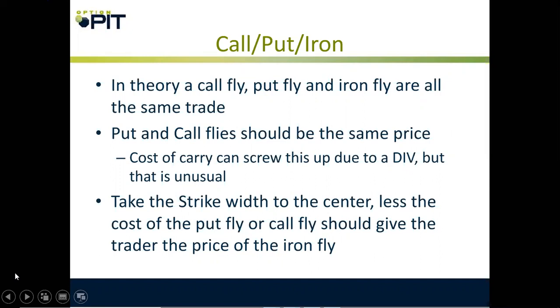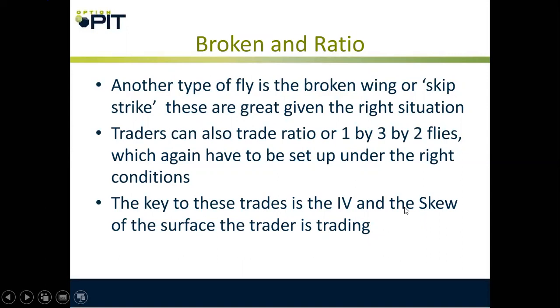So the other butterflies we're going to look at are broken wing and ratio. Another type of fly is the broken wing, or skip strike that I've heard people call it. I hate the term skip strike. I've never heard anybody who is a floor trader call it anything but a broken wing. These are great given the right situation, and I'll talk about some of that. And traders can also trade a 1x3x2 butterfly. A 1x3x2 butterfly or a ratio fly, again, under the right circumstances, is going to look really good. And the key is the IV and the skew of the surface.